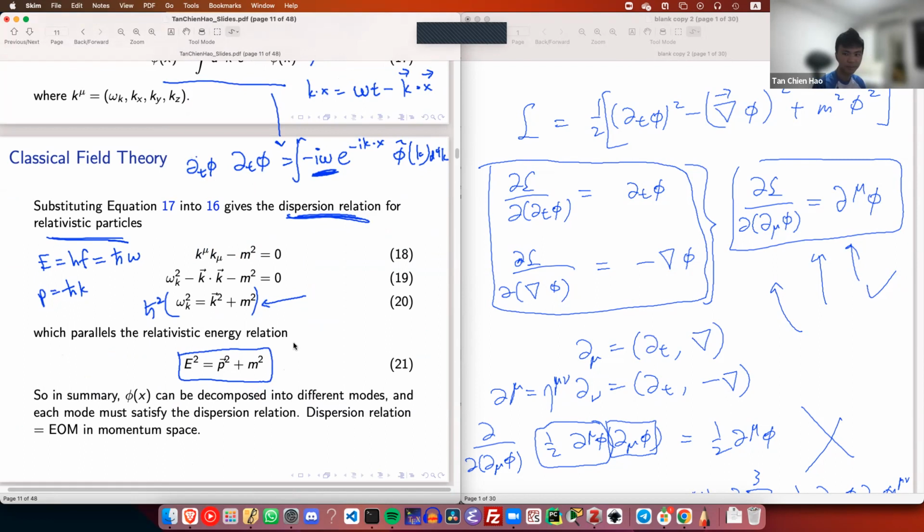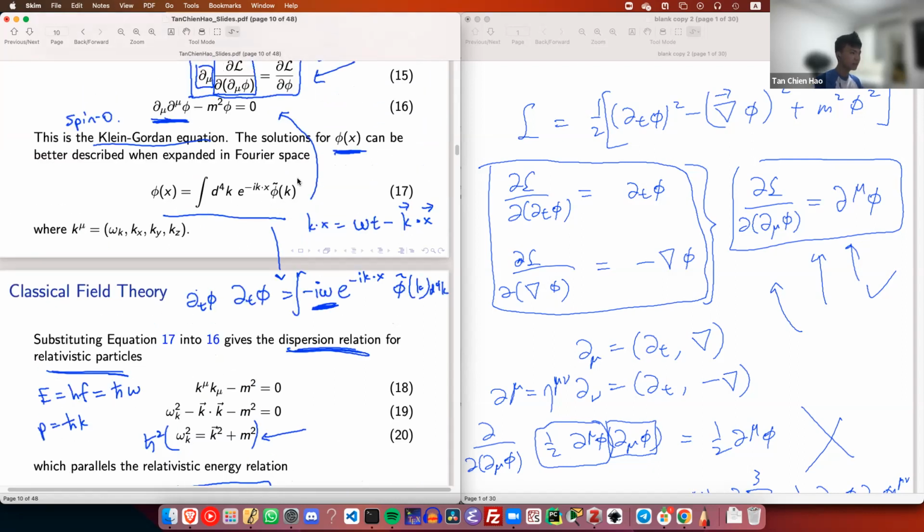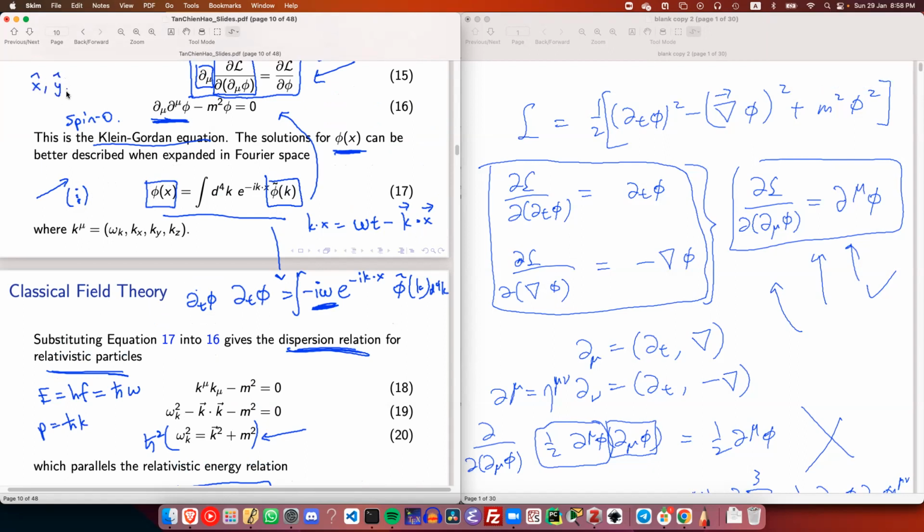Question: what's phi tilde again? Phi tilde is the components of this scalar field in momentum space. One way to think about it is that when you have a vector, you can express it in terms of coordinates, in terms of components. But these components depend on the basis. You can expand it in terms of the x, y, z basis, or you can express it in terms of some rotated basis.